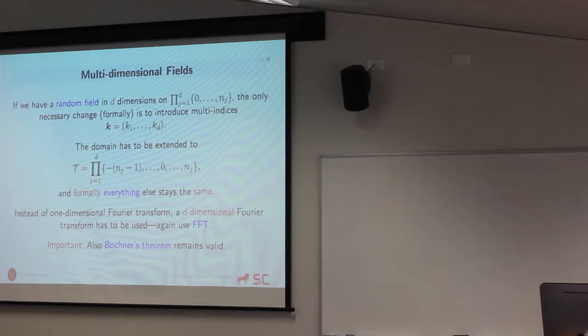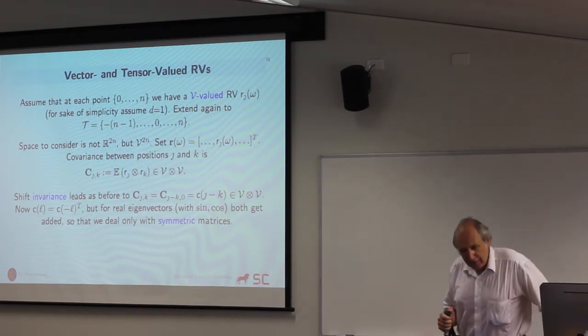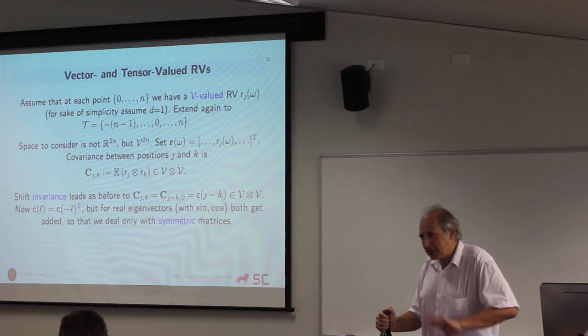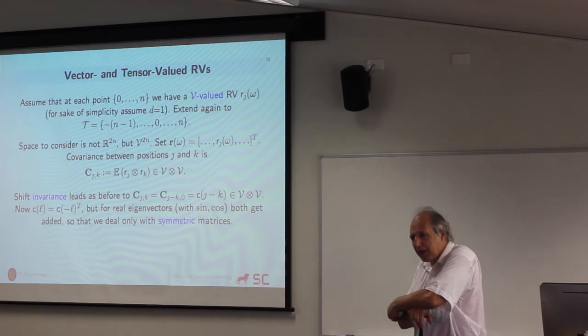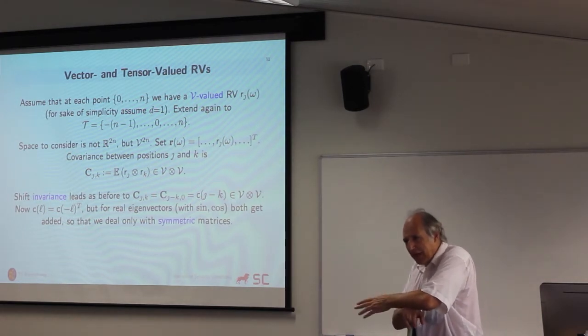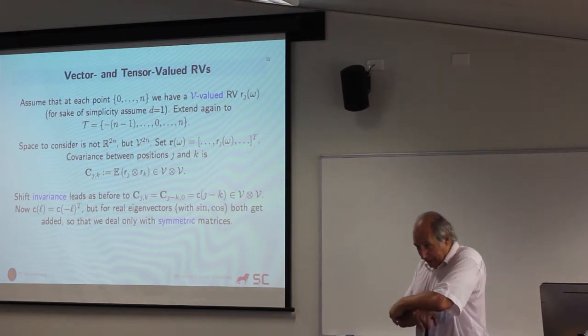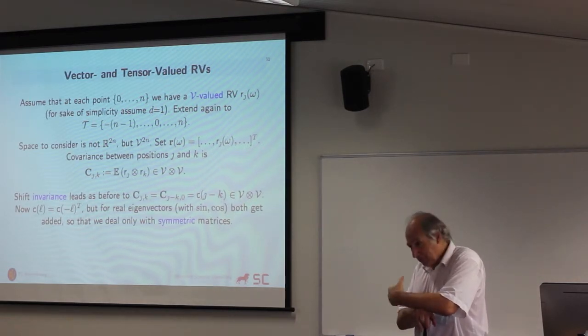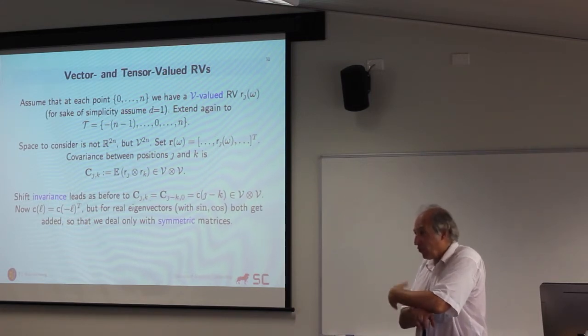Good. I think I'll go a bit faster forward. Let me spend a little bit of time on when we have vector and tensor valued fields. Vector valued fields I'll leave a little bit out, because there's not much to say about them, and they hardly ever appear in material modeling. Typically we have tensors of even order when we model material properties: tensors of second order, fourth order, and so on.